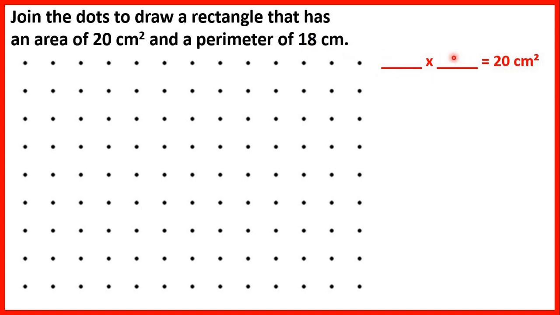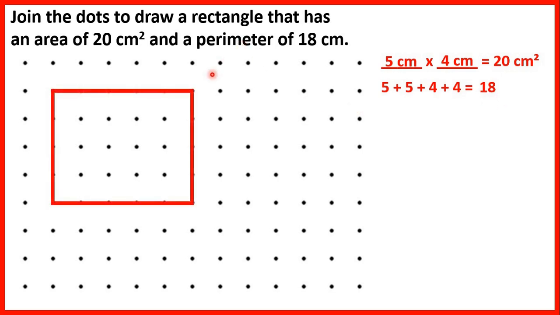So what else can we multiply to get 20? Well, 5 times 4 is 20, and if we have two lengths of 5 centimetres and two widths of 4 centimetres, that gives us 18 centimetres as our perimeter. So we need to draw a rectangle that has a length of 5 centimetres and a width of 4 centimetres.